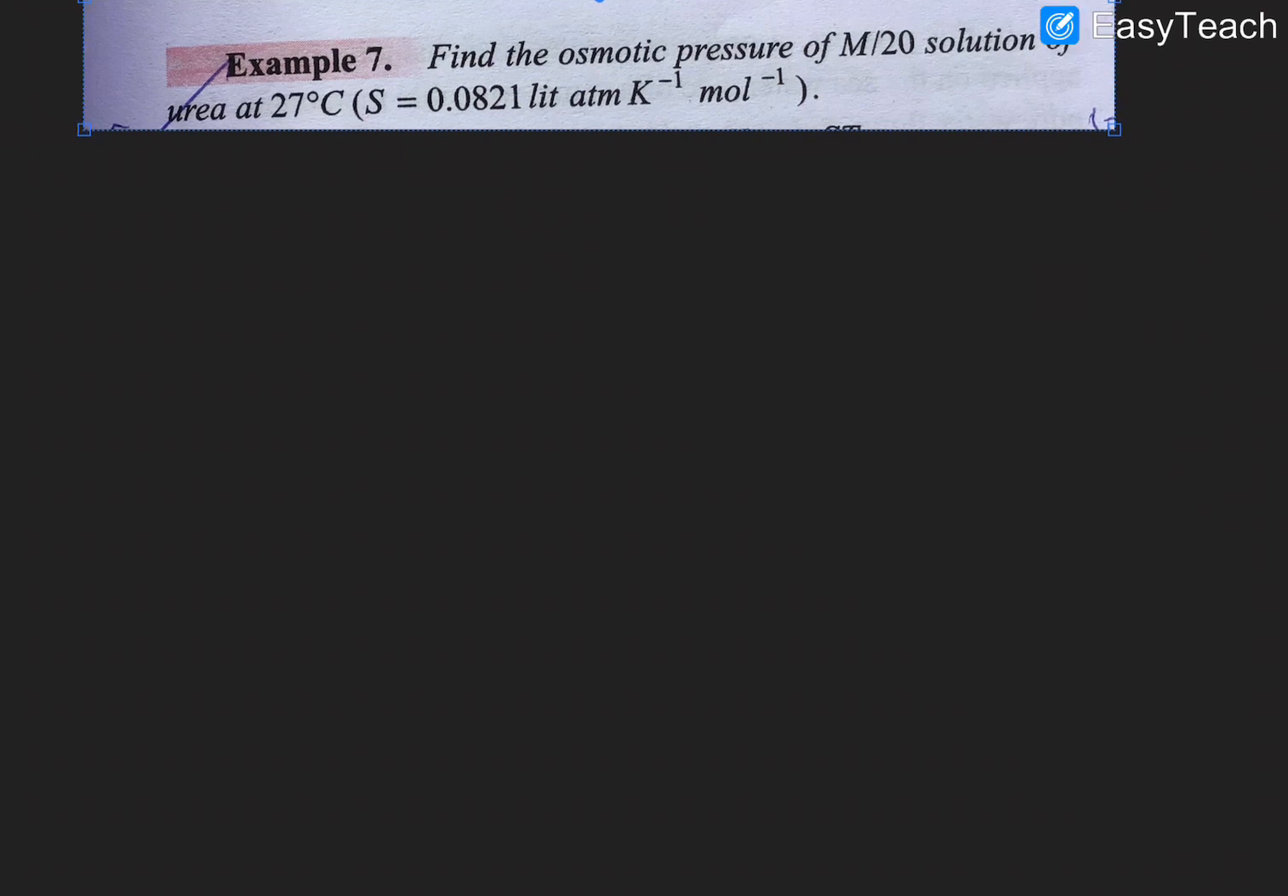Very simple question here: find the osmotic pressure. They are giving the concentration. Already I told, M by 20 concentration, M by 20 is nothing but 1 by 20, that is equal to 0.05. And next, this is the concentration. Find the osmotic pressure, this we don't know, we have to find this one. The given condition is 27 degrees temperature, that is 300 Kelvin temperature, right? So temperature is also mentioned here.